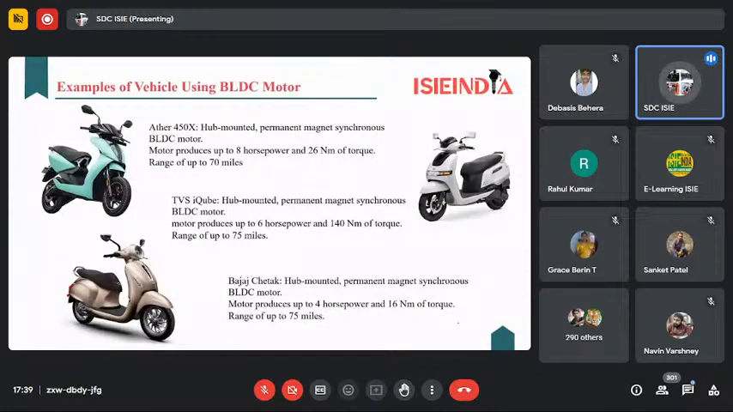These are the 3 branded companies which have high 5-star ratings in the market: Ather 450X, TVS iQube, and Bajaj Chetak. In all of these scooties, you have seen that hub-mounted BLDC motors are used, which are directly installed in the wheels themselves, and they provide a mileage of 70 kilometers.